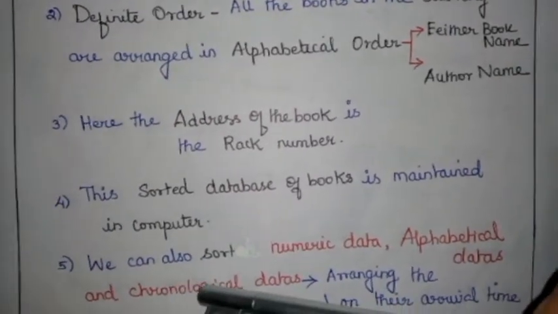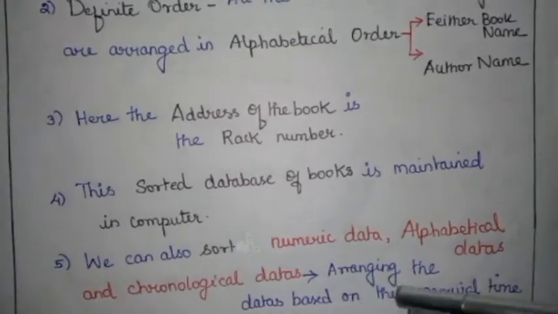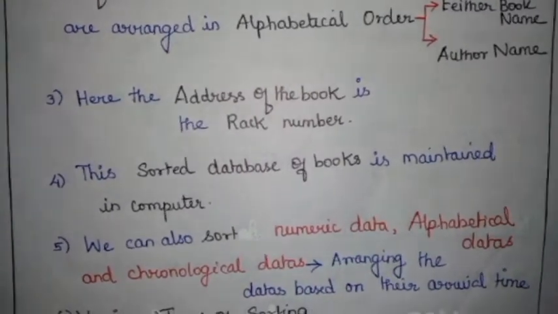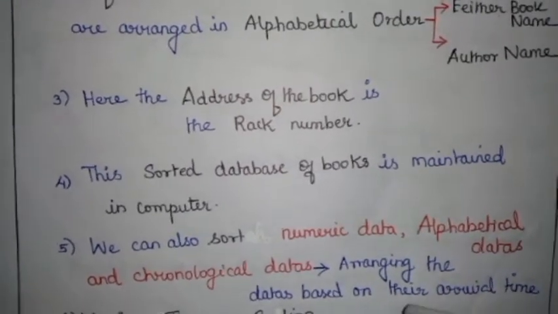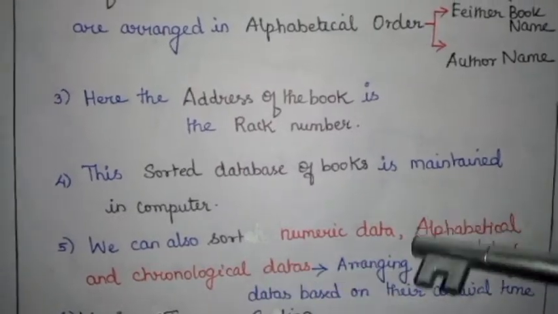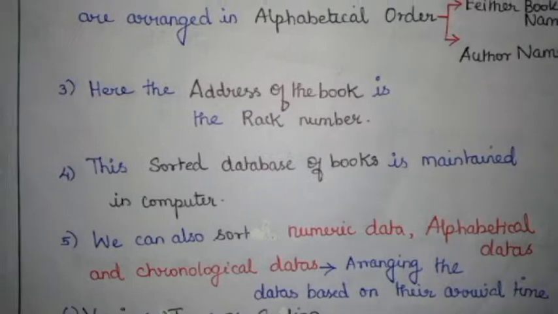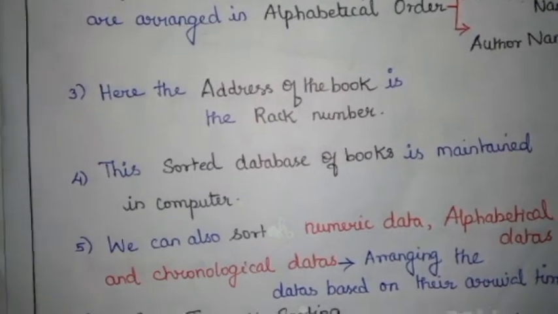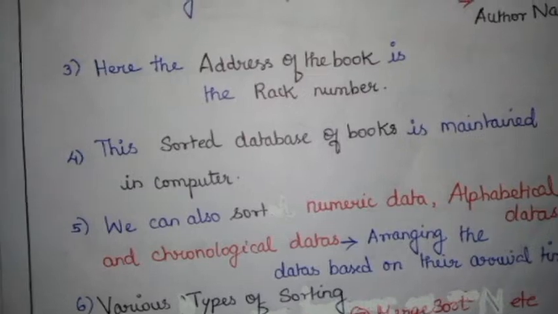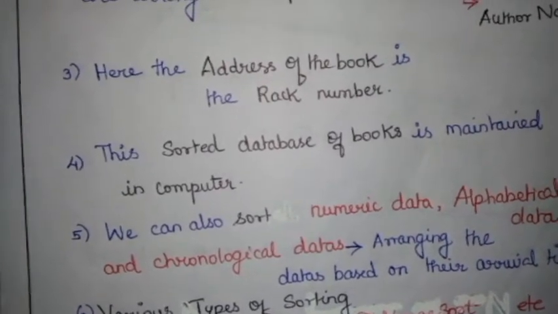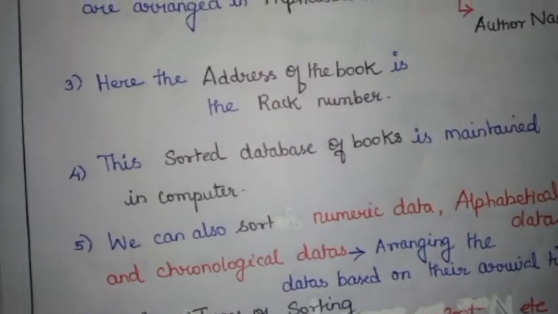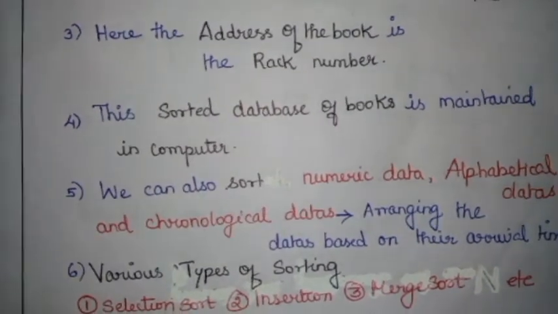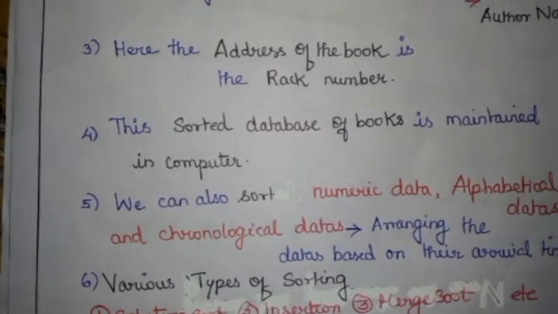Similarly, we can also sort numeric data, alphabetical data, and chronological data. Chronology means arranging the database based on the arrival time, which is nothing but chronological data. This is how a library is made digitalized by sorting it in a definite order, and we can retrieve a particular book by doing a searching operation. These are the various types of sorting available: selection sort, insertion sort, merge sort, etc. I hope you understood the importance of sorting here.